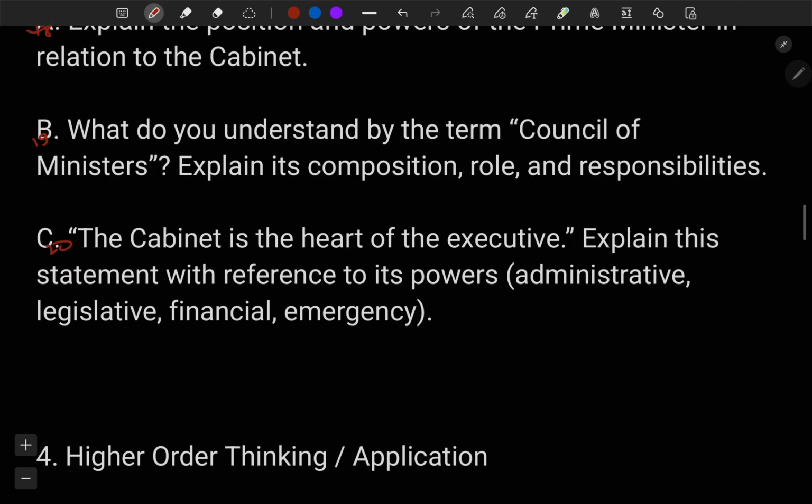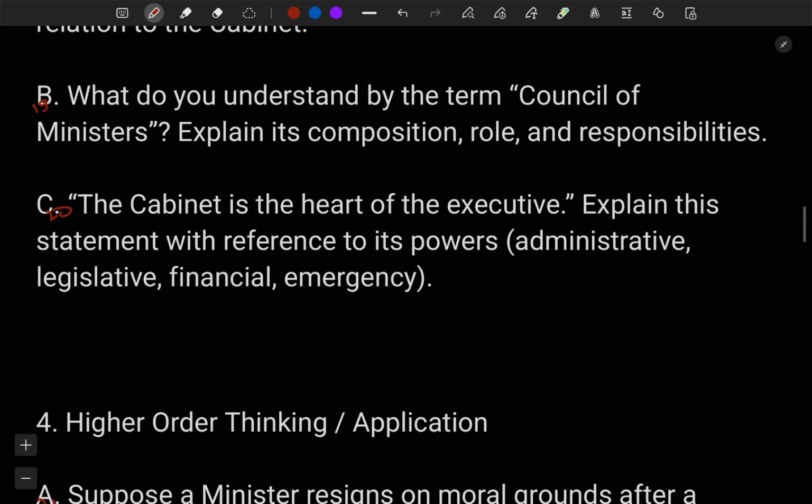What do you understand by the term Council of Ministers? Explain its composition, role, and responsibilities. The Council of Ministers is appointed by the President on the advice of the Prime Minister, and it includes 3 types of ministers. Which 3 kinds of ministers do they have? They are also responsible to the Lok Sabha. And what are their functions? Policy making, administration, legislative, financial, and emergency powers.